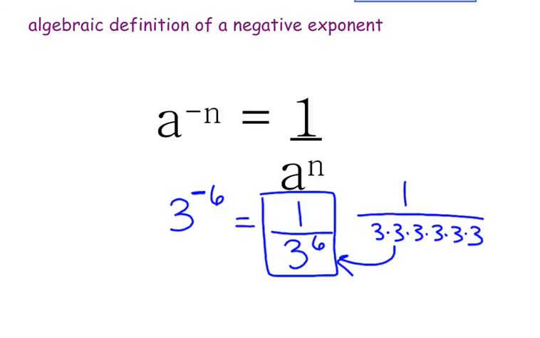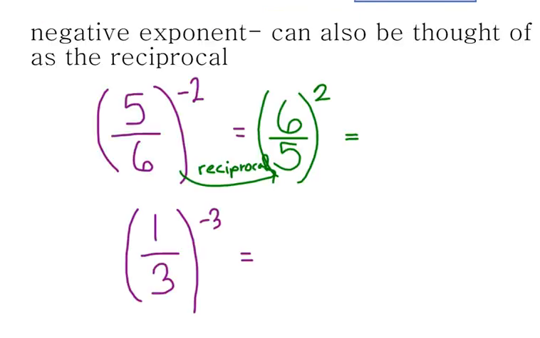Let me look at some of these other problems. Let's see. 3 to the negative sixth. What would that look like? 1 over 3 to the sixth. That makes sense. Okay, I'm just flipping this over. 3 to the sixth over 1, what would the reciprocal be? It would be this.